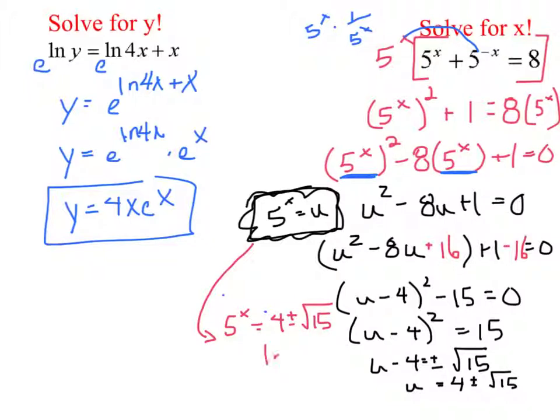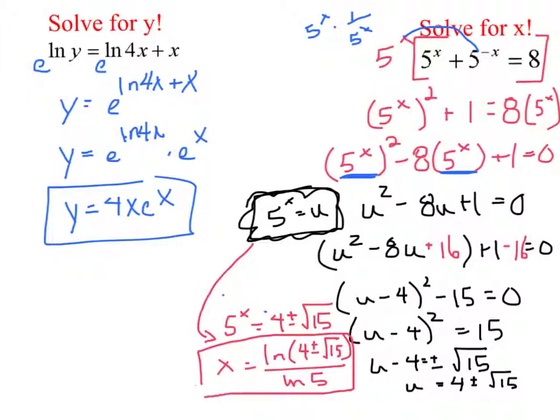Natural log both sides. Divide by natural log of 5. And there is my answer.